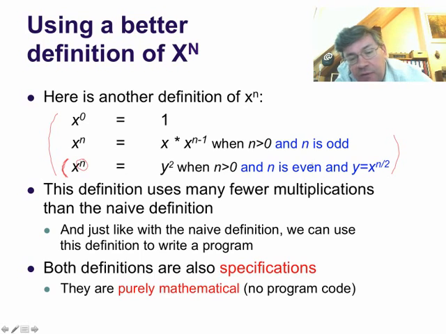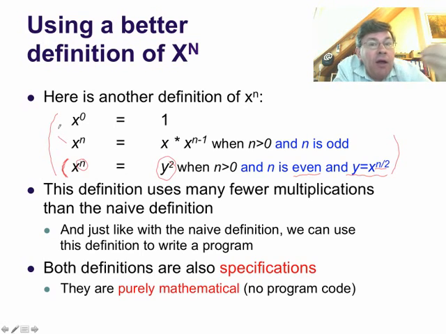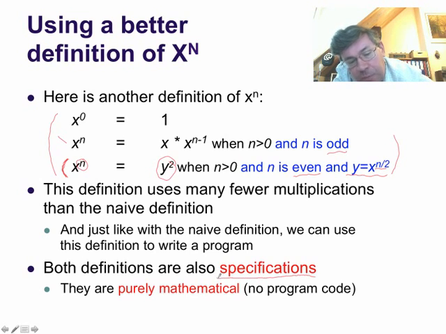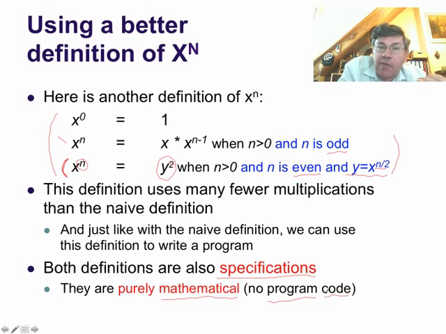So for example, when n is even, then I can say y is x to the n divided by 2, which is going to be an integer, and then the result is y squared. And the second rule then will take over the cases where n is odd, which is not handled by the square rule. So this definition will calculate x to the 16 much more efficiently than the previous one. Notice that both of these definitions are called specifications of the power function. Specifications because they are purely mathematical. They have no program code in any programming language. They give a purely mathematical definition of what we want to calculate.